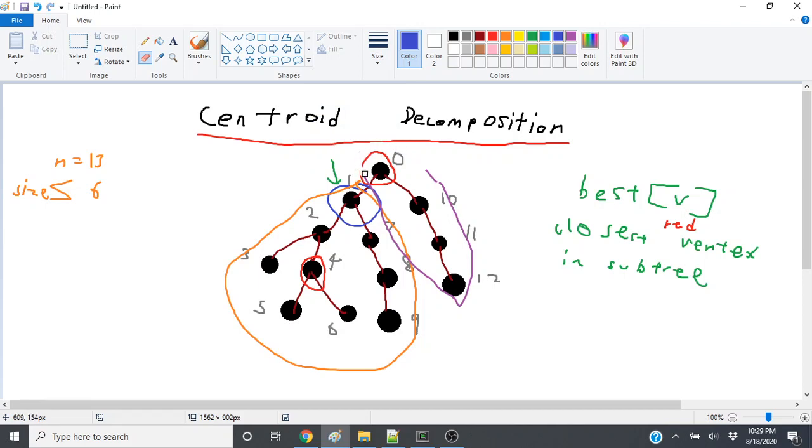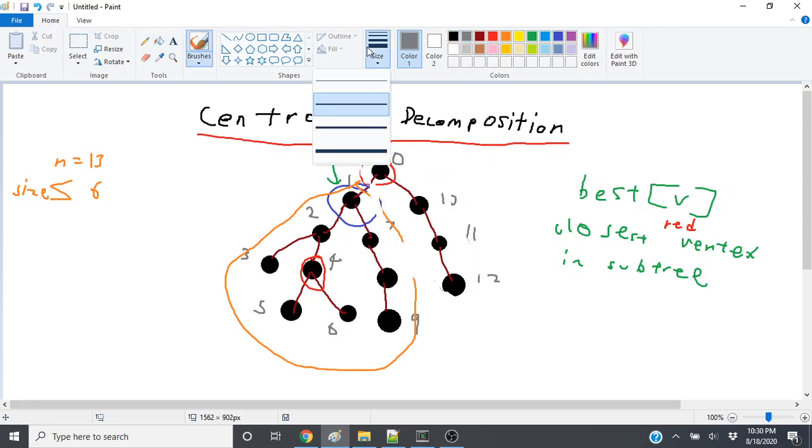Let's try and erase this without getting too messy. Just kill the 8. Okay, this is fine. We can fix the numbers. Stupid, but fine.